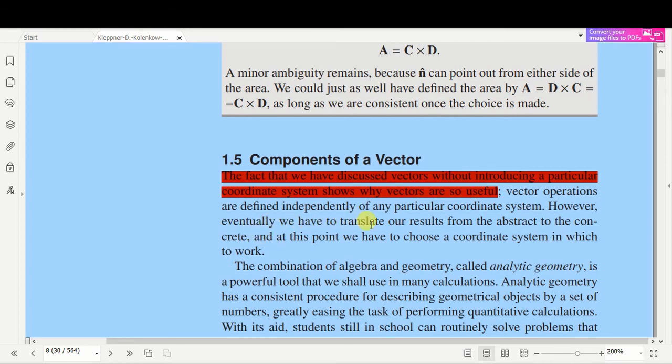However, eventually we have to translate our results from abstract to concrete. Whatever we have done was completely abstract. We just did multiplication without worrying about any kind of coordinate system. Now you are seeing the picture of why coordinate systems are necessary, and at this point we have to choose a coordinate system in which to work.